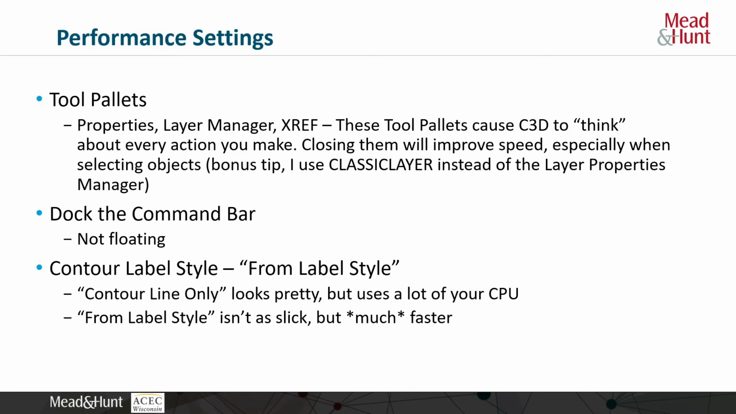From label style doesn't look as nice, but it's just a simple mask around your text, masks everything, and is significantly faster. If you need to have contour line only for, say, production, for your printing, I would recommend using from label style as you're working and changing all of your labels to contour line only when you're ready to print, if ever. If you can live with the from label style how it looks, just leave it like that, because it'll print much faster. If you change it to contour line only and then print, it's going to print slower.